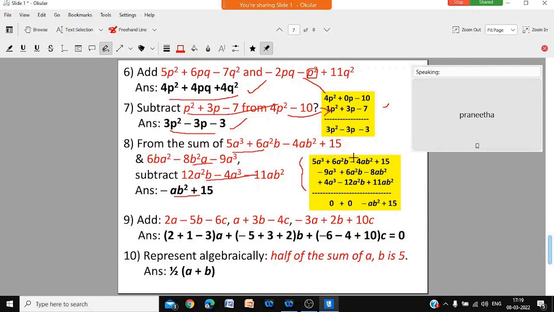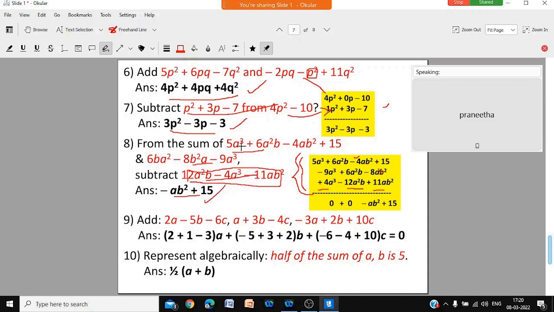The one which I have to add, I have written as it is, and the one which I have to subtract, I have written with the sign changed. Minus 4a cubed, I have written as plus 4a cubed. Plus 12a square b, I have written as minus 12a square b, minus 11ab square as plus 11ab square. Just the sign of the subtraction is changed. So in one step also you can do the whole thing, and you will get this answer.